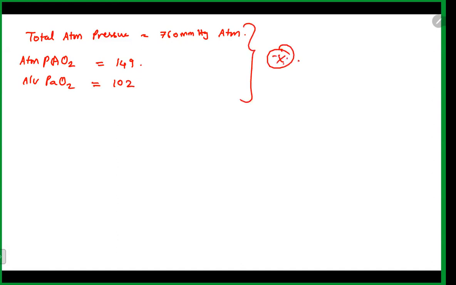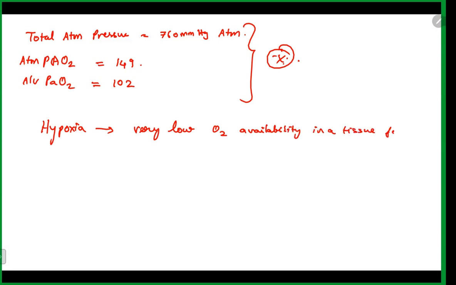So now tell me, what is hypoxia? I'll tell you what is hypoxia. Hypoxia means very low oxygen availability in a tissue for its own metabolic process. That is called your hypoxia.